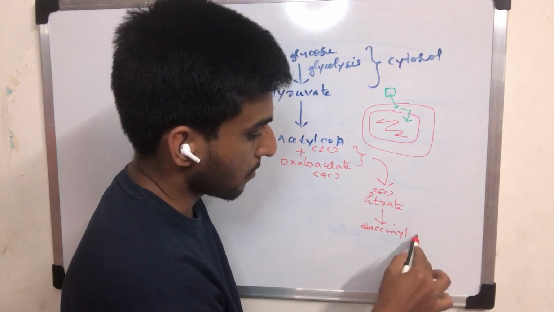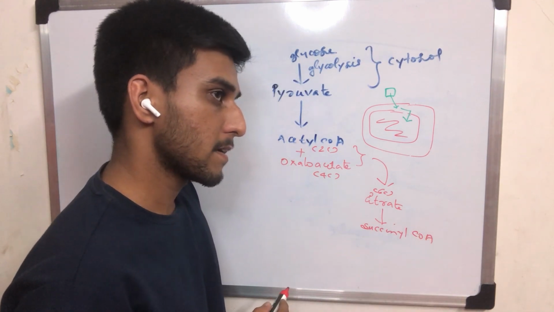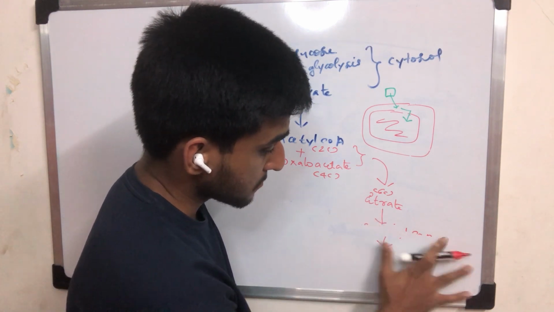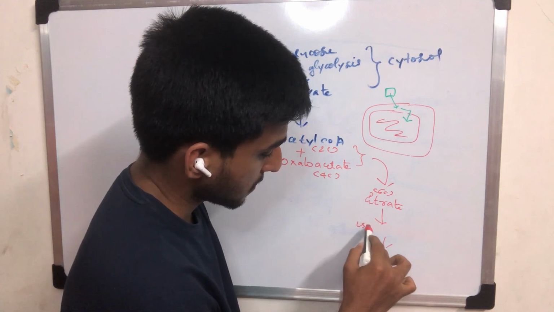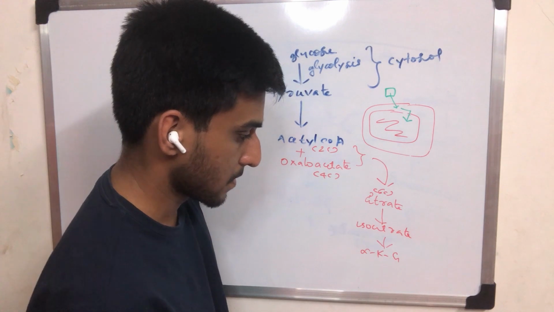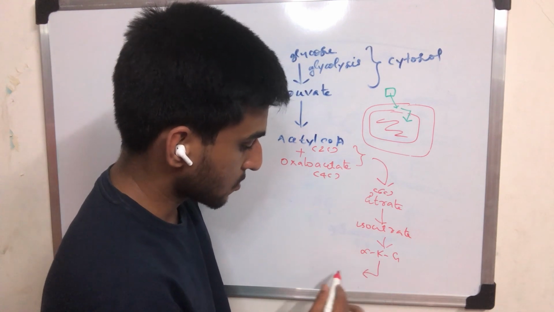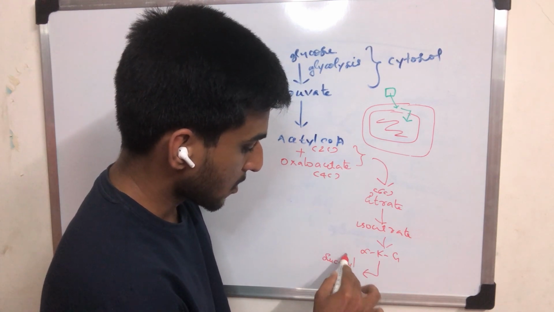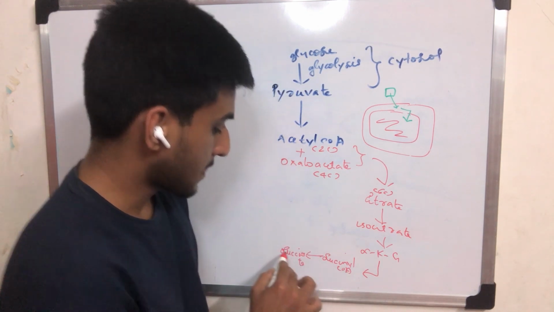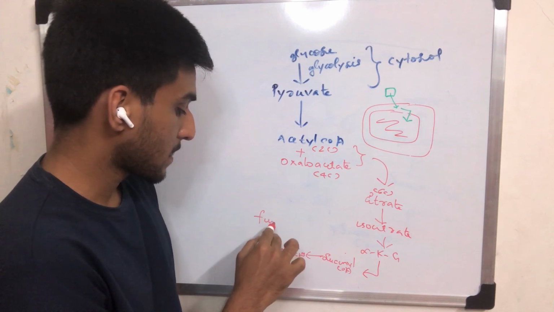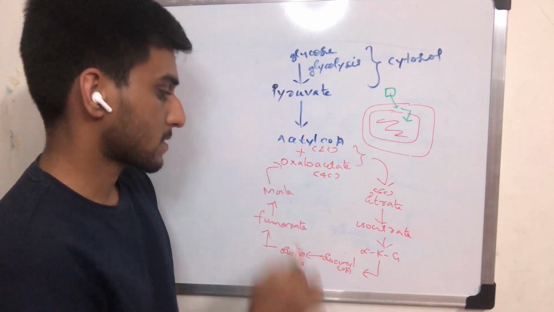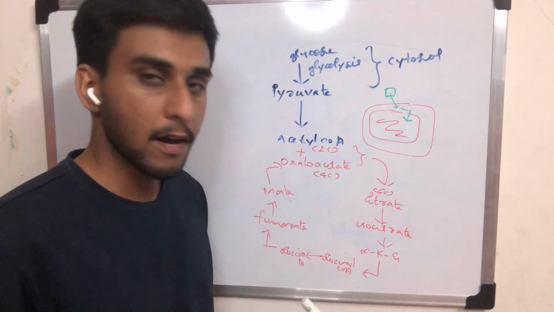Then from citrate, isocitrate is formed. Then alpha ketoglutarate is formed. From alpha ketoglutarate, succinyl coenzyme A, then succinate, then fumarate, then malate, then they form oxaloacetate. Actually, this is the basic idea of the TCA cycle.